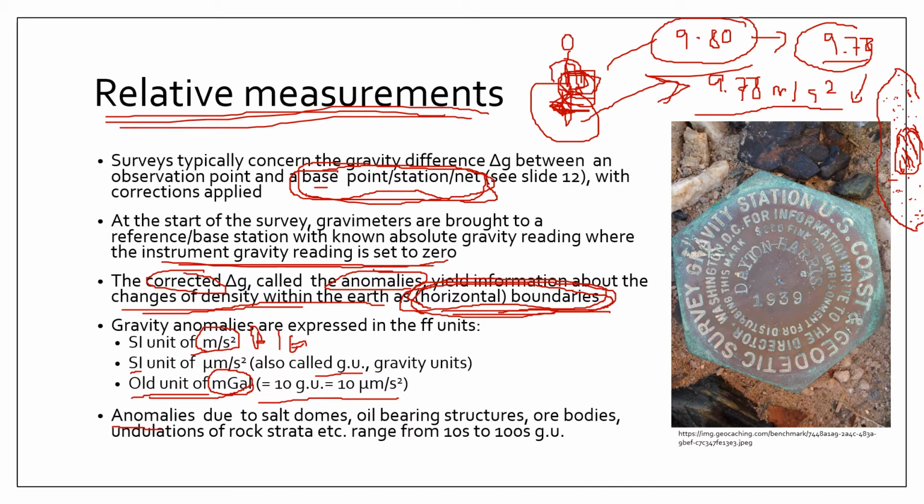Now, to give you an idea of how big anomalies can get, when you're talking about salt domes, oil-bearing structures or bodies, and undulations in your subsurface rock strata, these anomalies can range from tens to hundreds of gravity units.